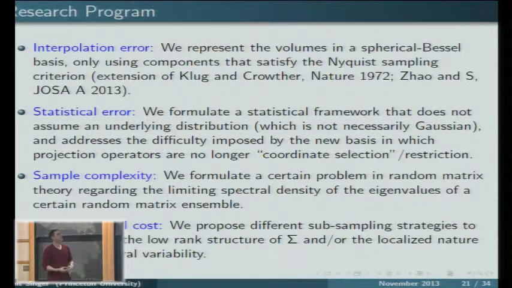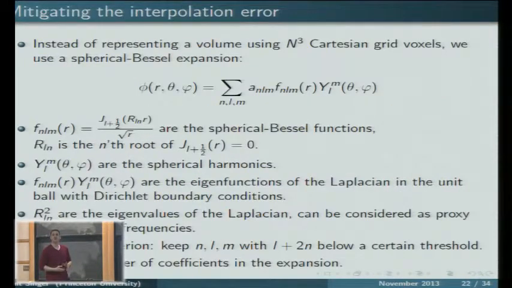Once we change the basis, we also have to understand how we deal with the statistical error, because now the projection operators are no longer just restriction of the 3D volume to a plane. Once we change the basis, the projection operators also change. We have to address the sample complexity, and this will lead to a bit of random matrix theory. And we also have to address the computational cost. Based on the time that I have, I'll see which one we focus on first.